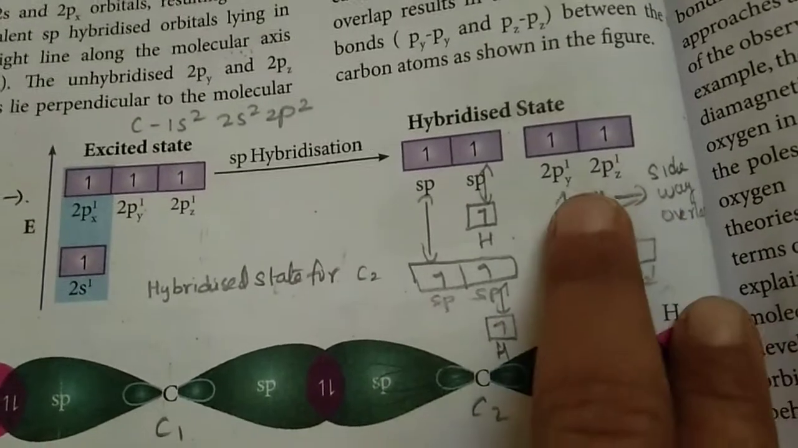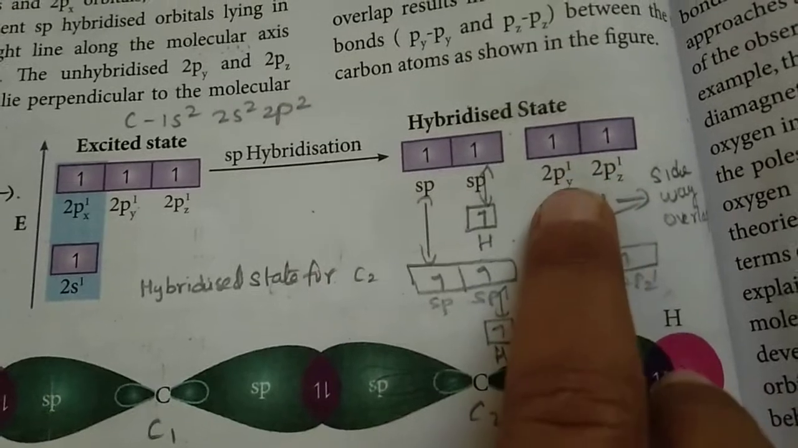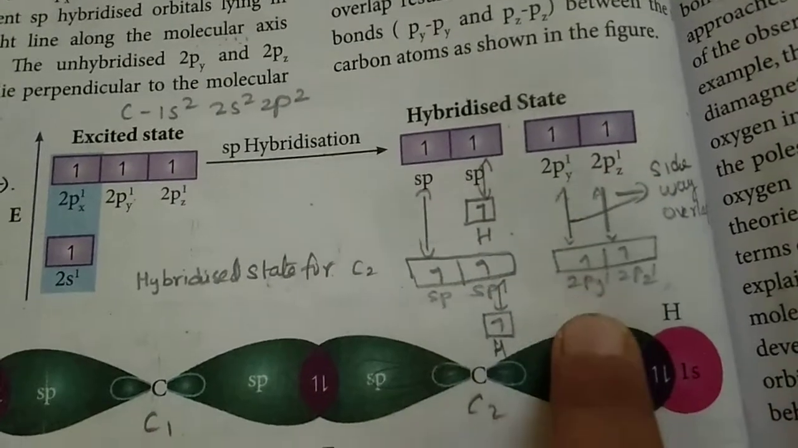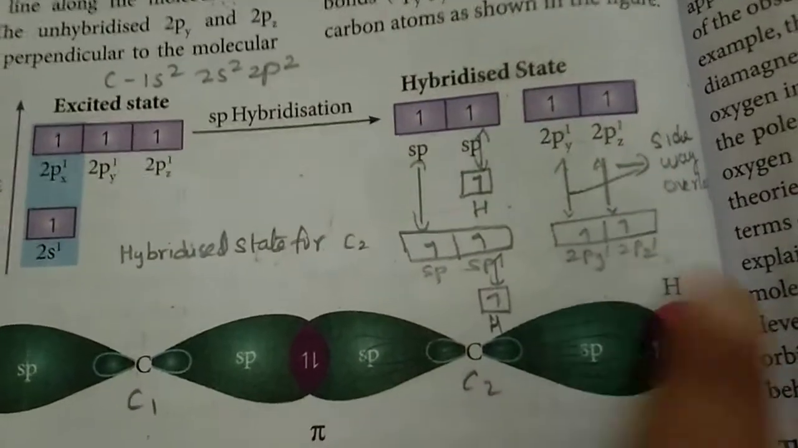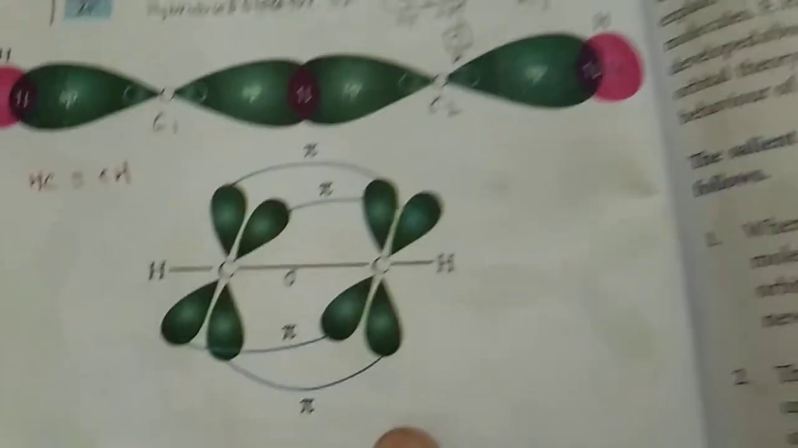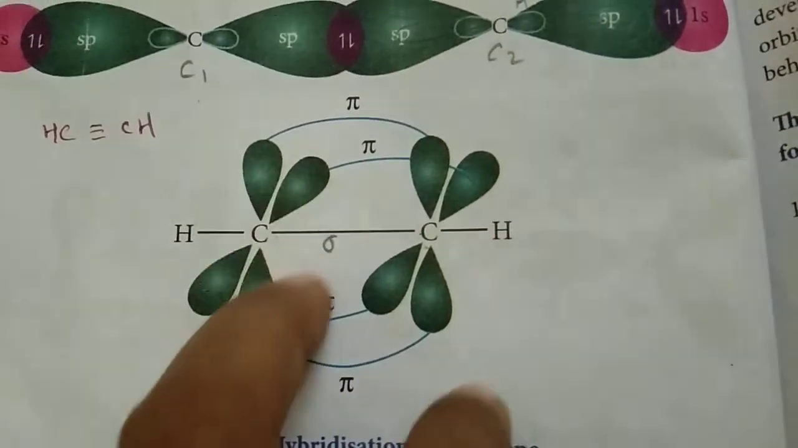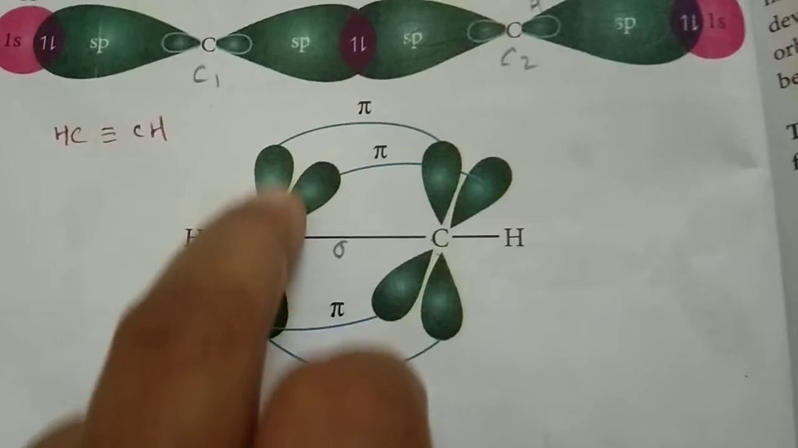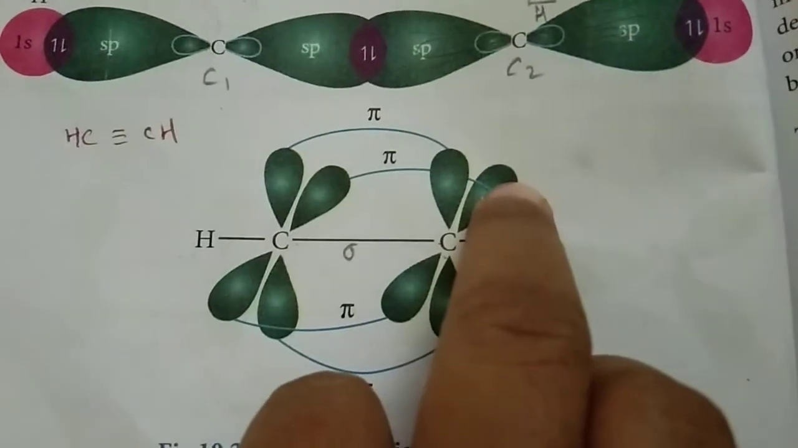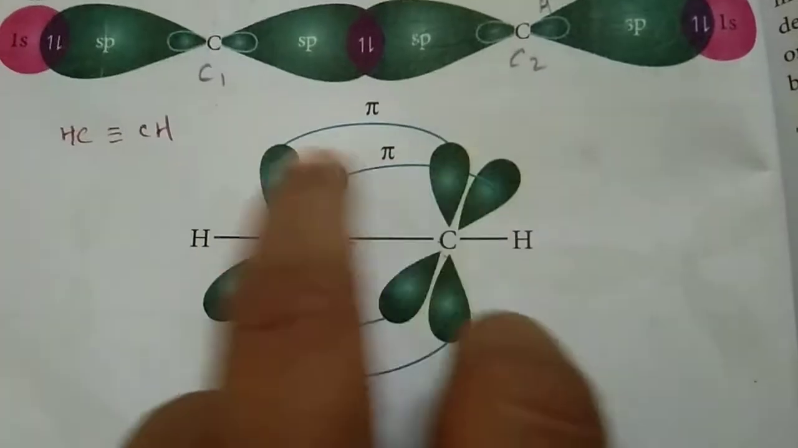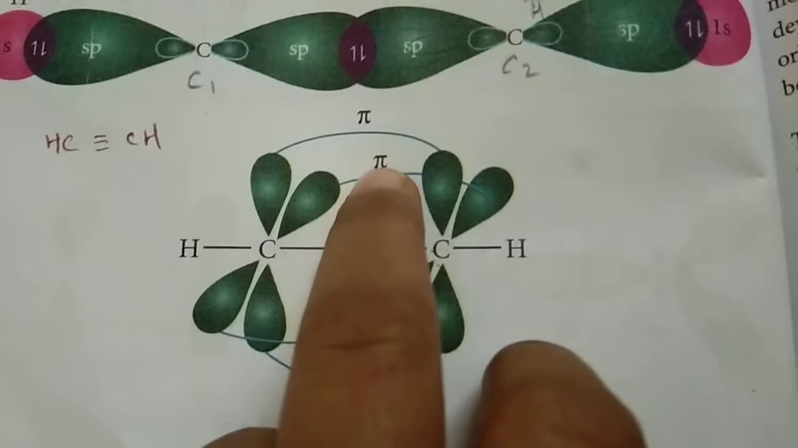So here you have two unhybridized orbitals. In carbon 1 there are 2py1 and 2pz1, and in carbon 2 also 2py1 and 2pz1. These make sidewise overlap, like this. This is 2py, this is 2pz. So these make py-py sidewise overlap and pz-pz sidewise overlap. Sidewise overlap is called a pi bond.